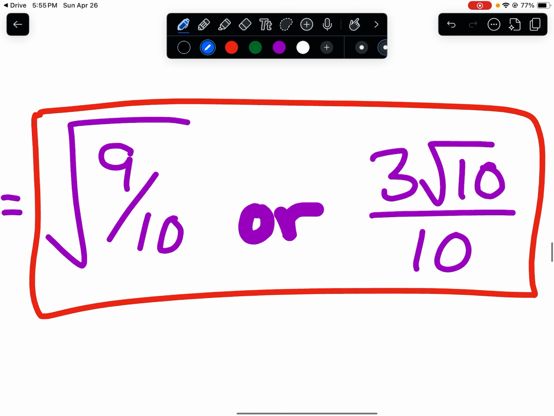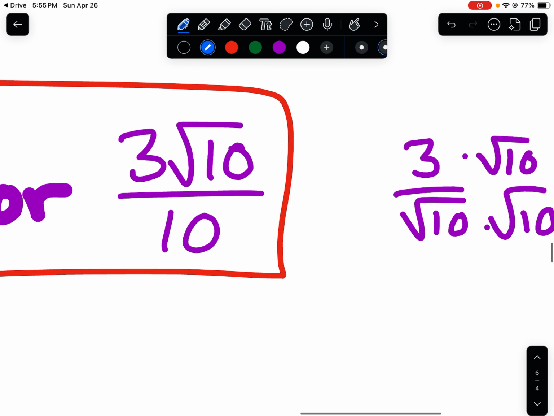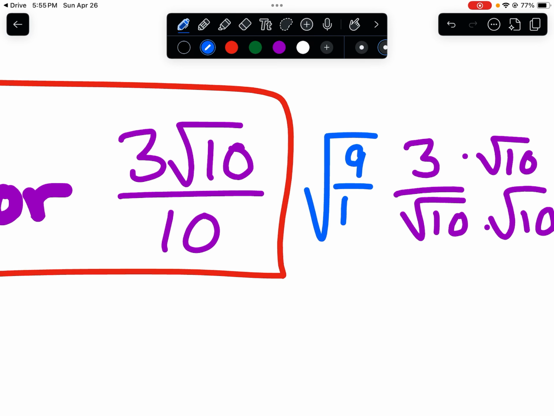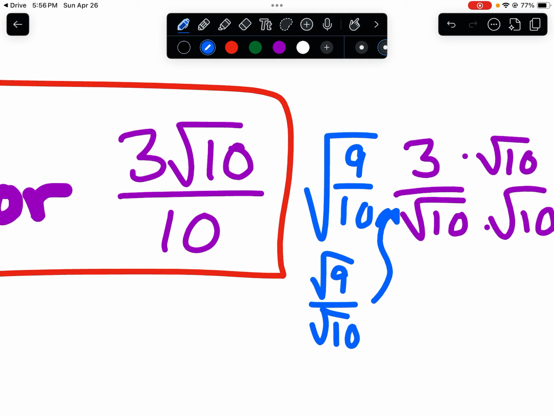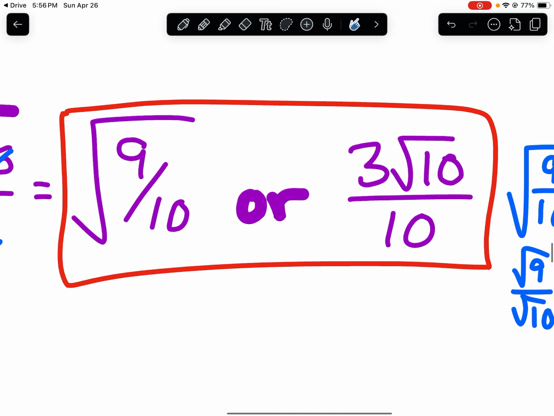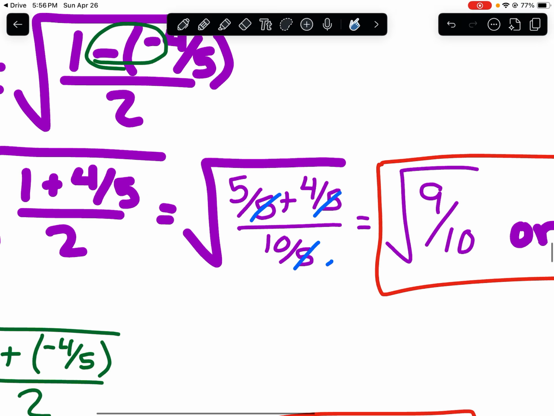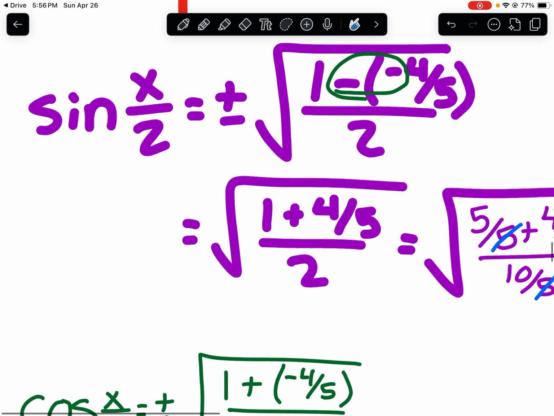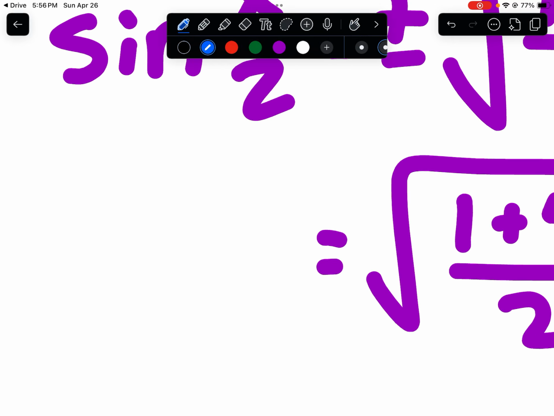If you wanted the most officially mathematically correct answer, it would end up being 3 root 10 over 10, because if we were to take the square root of 9 over 10 and look at it as root 9 over root 10, that would give us 3 over root 10, which we would then rationalize to get 3 root 10 over 10, okay? So that's the value within the square root.